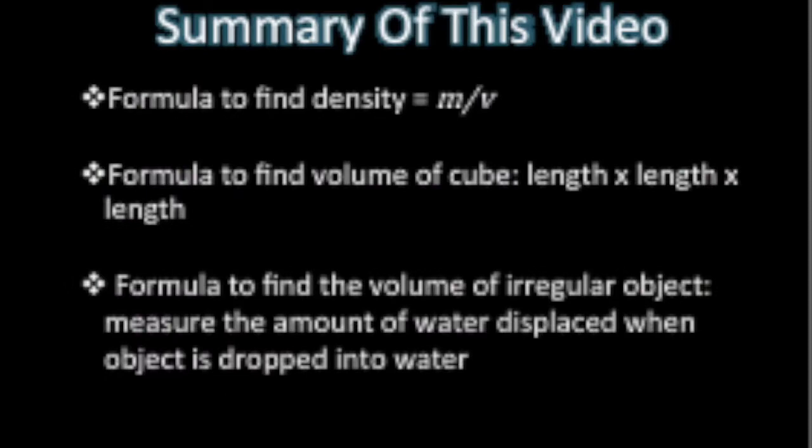Now, it's time for a summary of this video. Firstly, the formula to find the density of any object is to take the mass over its volume. Secondly, the formula to find the volume of a cube is to either take the length and cube it, or another way to say it is to take the length times its breadth times its height.